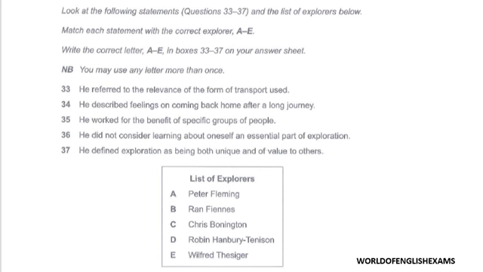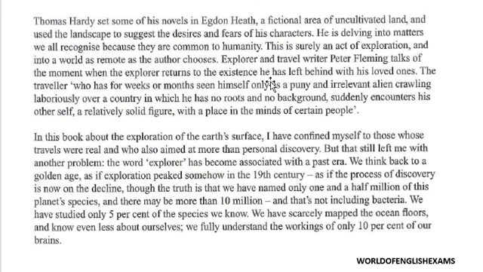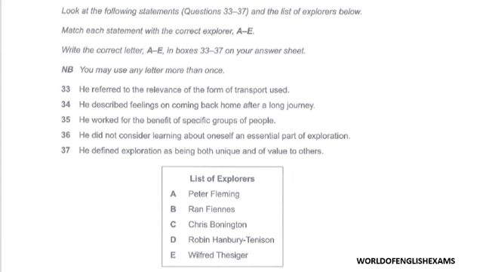Now let's go in an order and try to find out. You will see how simple it would be. Now let's begin with Peter Fleming. So, explorer and travel writer Peter Fleming talks of the moment when the explorer returns to the existence that he has left behind with the loved ones. So, returns means coming back. So, who is talking about how an explorer feels after coming back? That is Peter Fleming. Now, let's look at the options.